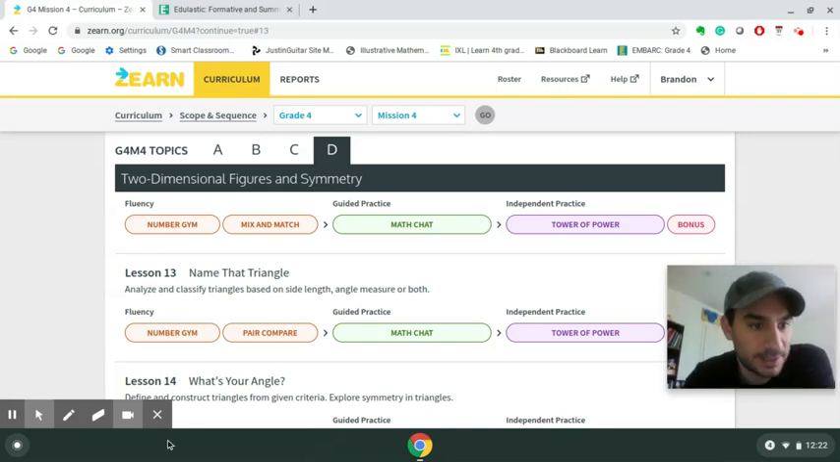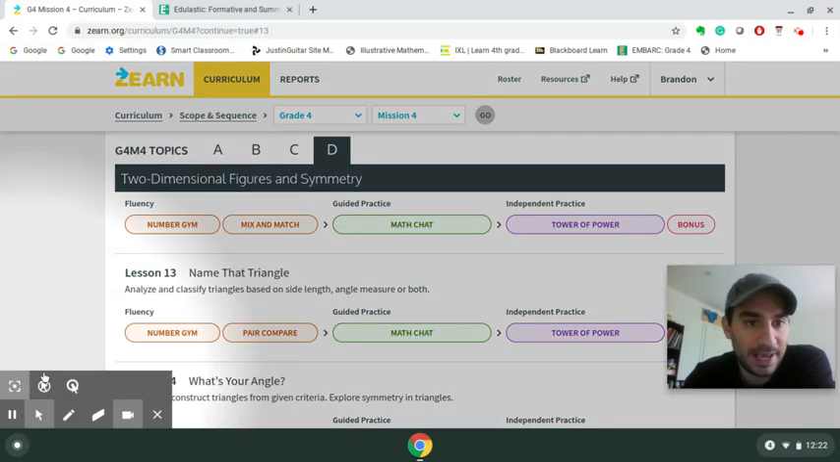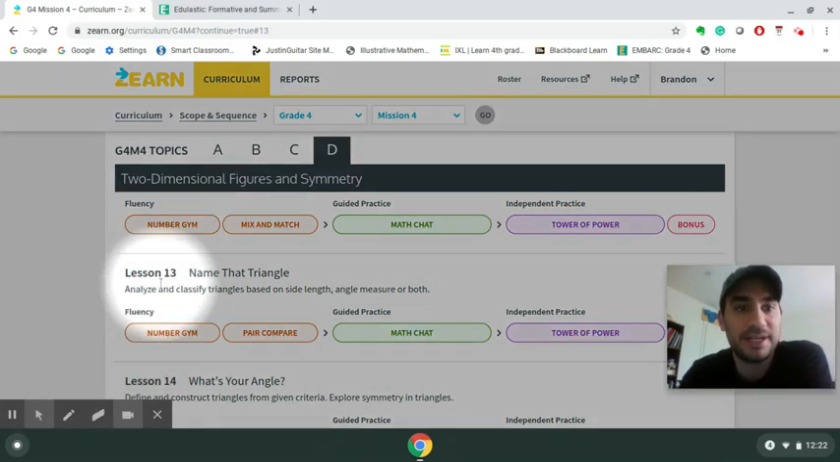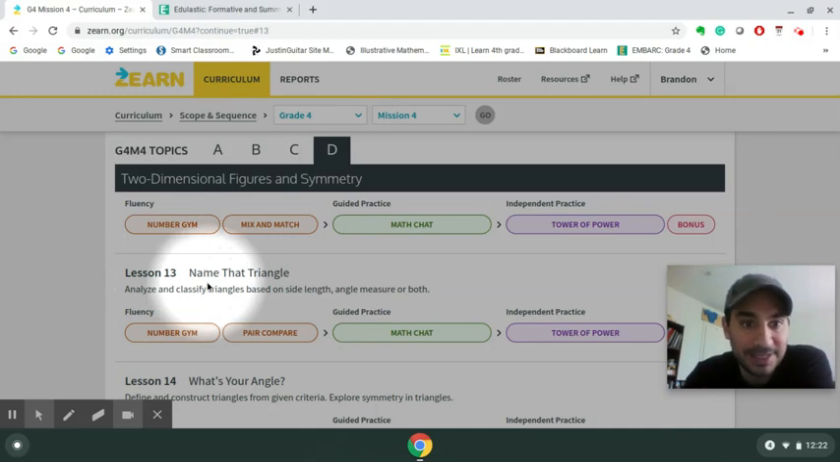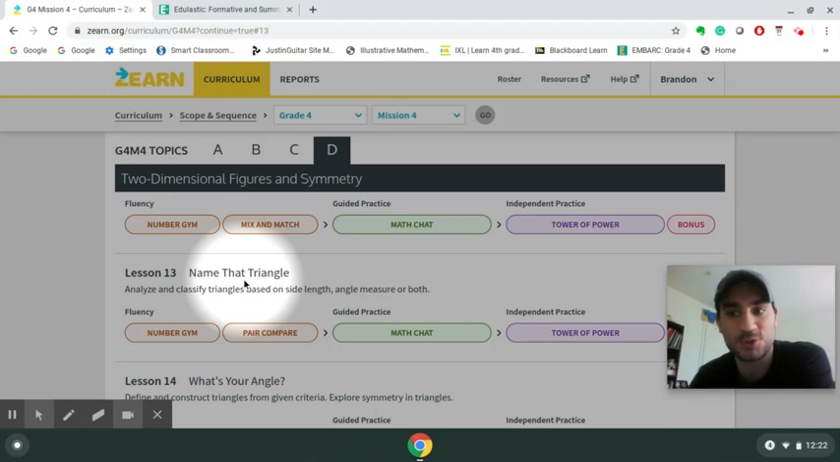All right, my friends, on the docket today, we are doing lesson 13 in Zearn. And the name of that lesson is Name That Triangle. And based on the title, we can all assume that we're working heavily with triangles today. We did it a little bit at the beginning of the unit. We're going to get back into it now.